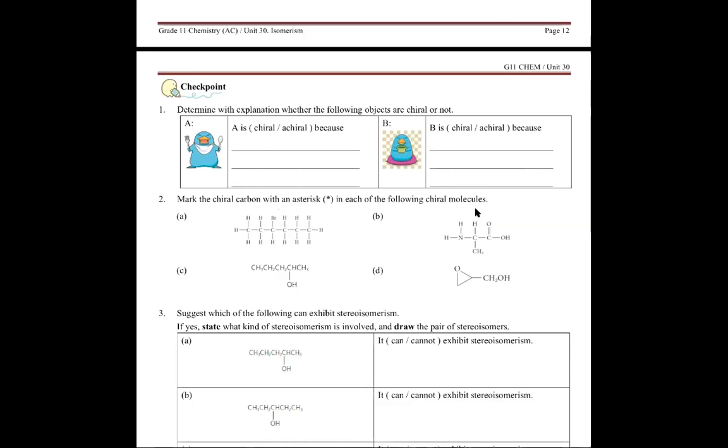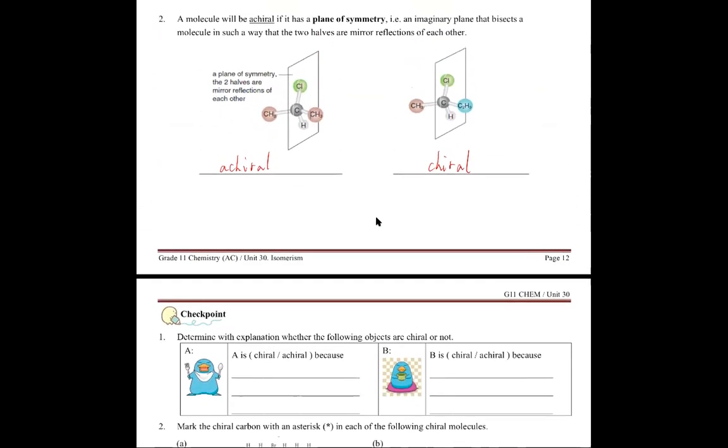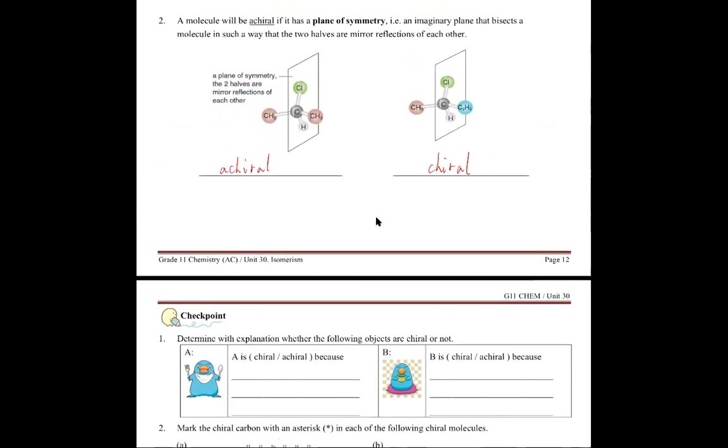Okay, so the first part, determine with explanation whether the following objects are chiral or not. Okay, so A, the character A, is it chiral or achiral? And what's the reason for that? Okay, I give you some time to think about it, and also I scroll up a little bit.